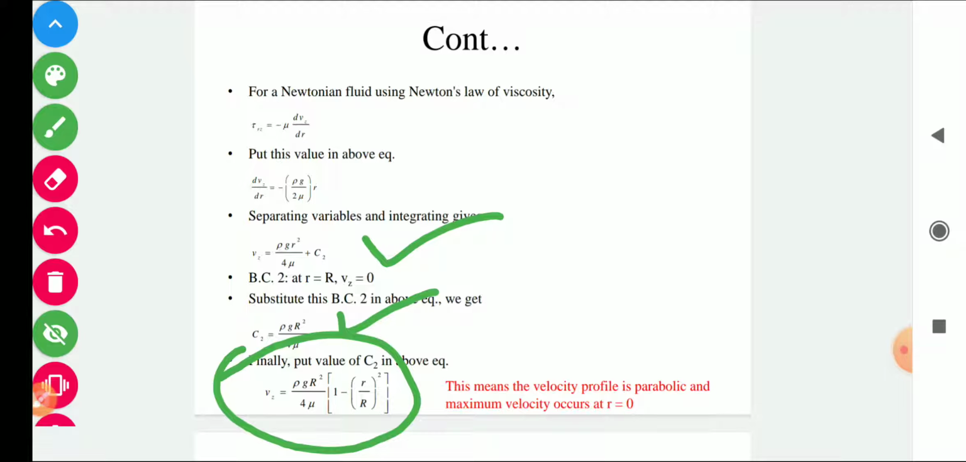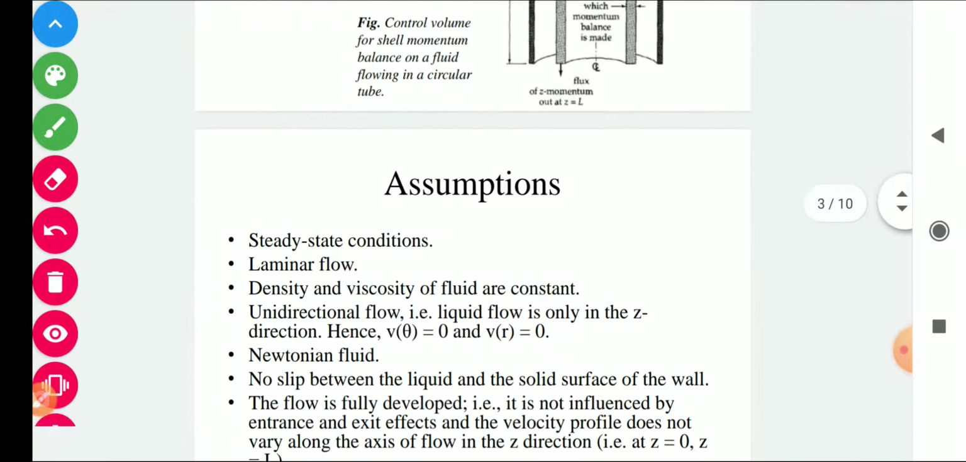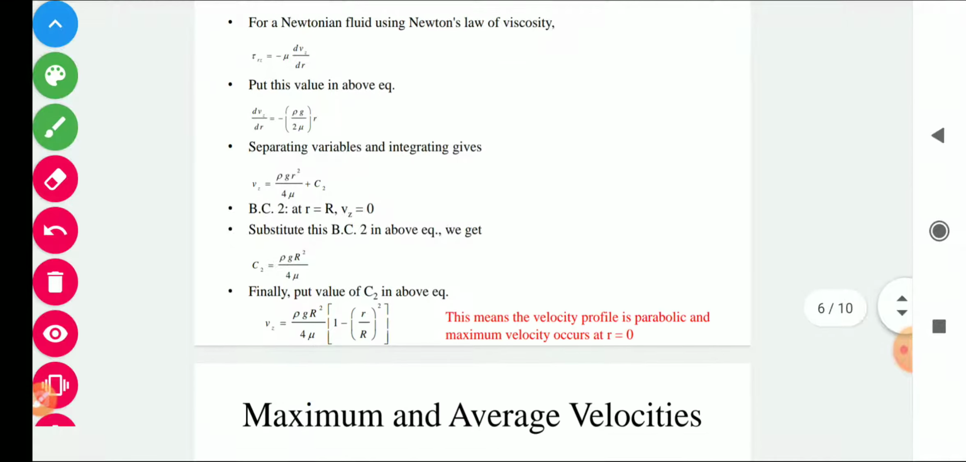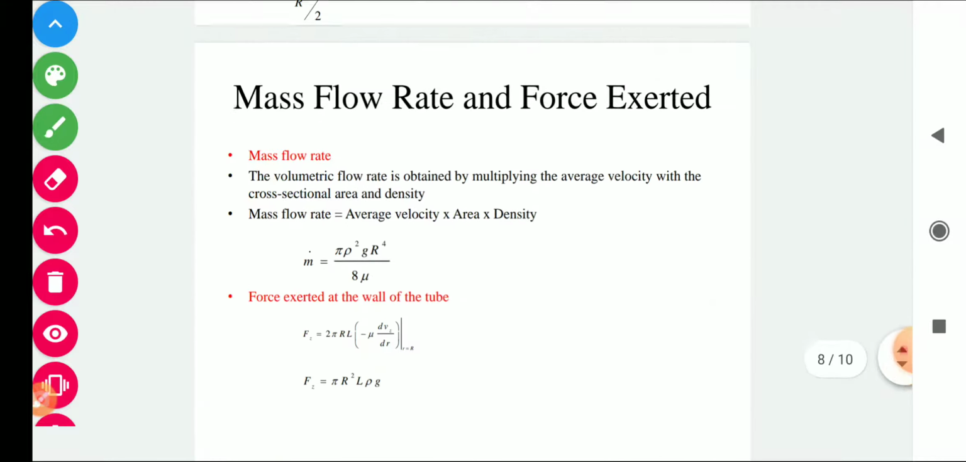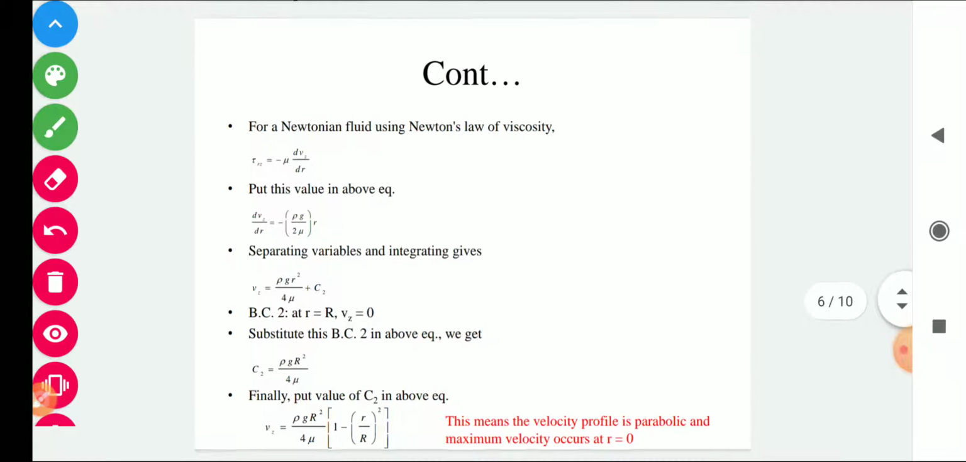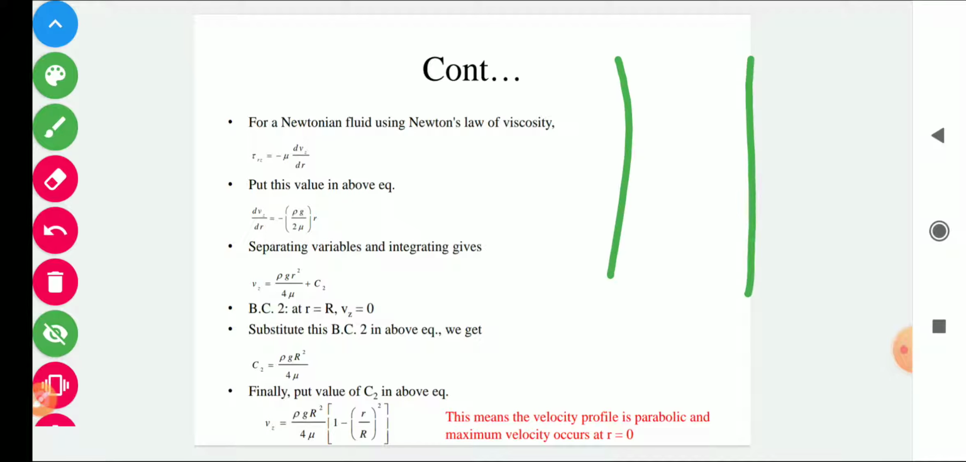Again, this equation is parabolic in nature, so the velocity profile will be parabolic. Here the velocity profile is not given, but the velocity profile will be parabolic. So this is the pipe, and you will get the parabolic velocity profile.